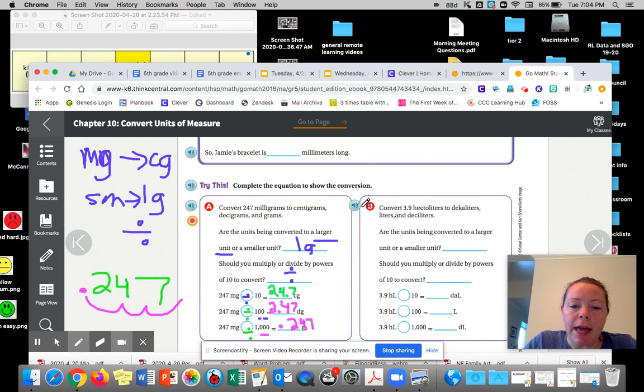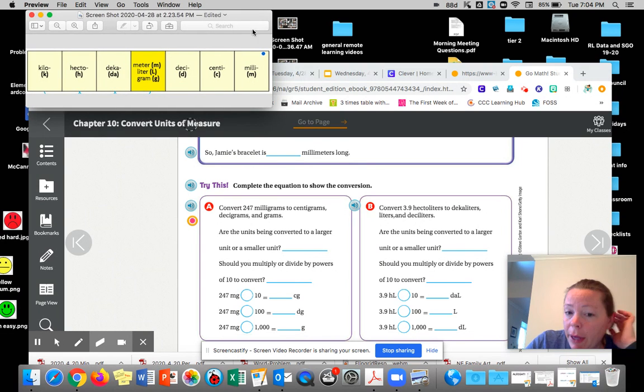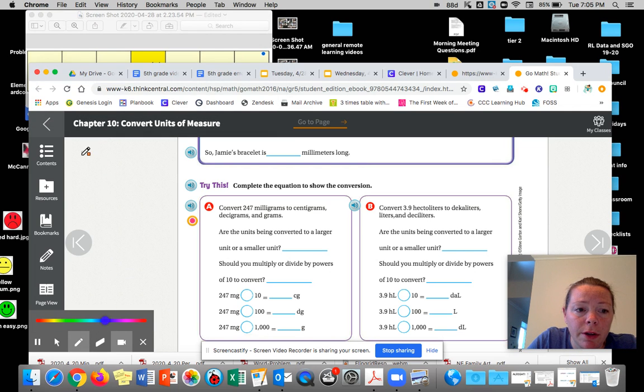Now let's take a look at letter B over here. So this time we're converting 3 and 9/10 hectoliters to decaliters, liters, and deciliters. Let's see, I'm going to erase my screen and pull this conversion chart back up again. So we're starting with hectoliters. I'm finding them on my chart right here. The first thing that I'm converting to is decaliters. I'm going from larger to smaller, larger to smaller.